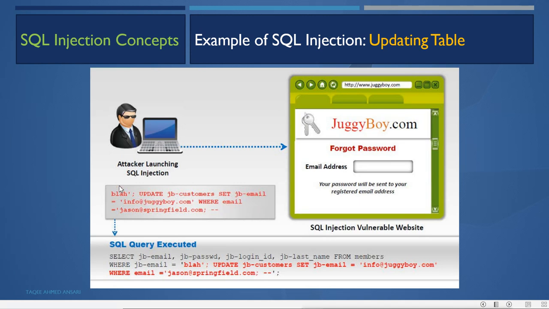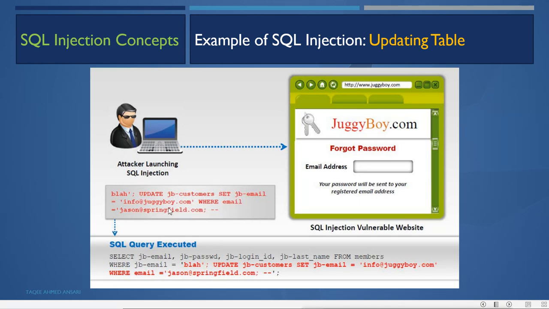Blah, and then it is closing it here, then it is saying update. It is running the next command after the query here. Like email address, it is saying blah, and then after the semicolon the next query will be executed, and it is saying update this table, set this email address where email is this.